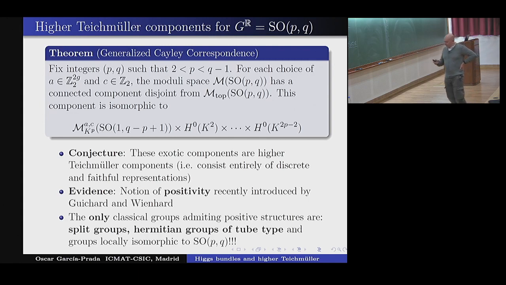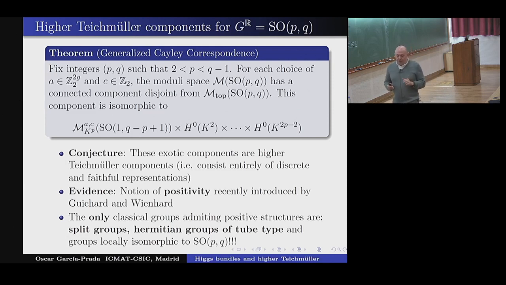So one piece of evidence for these exotic components being higher Teichmüller spaces came from another front, from the Morse theoretic approach. Yeah, so there was a suspicion there were other components. Here, after many years and hard work, we proved that there are these components. But there was another development that was very beautiful and very crucial, the work of Guichard and Wienhard, that develops a notion of positivity for representations into some groups that themselves admit a notion of positivity.